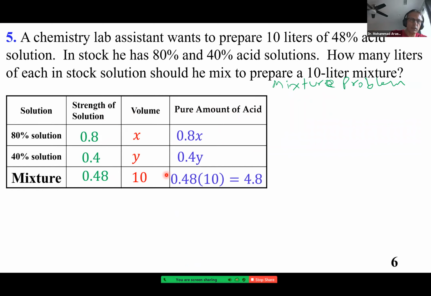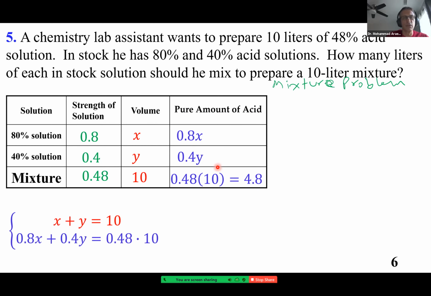This one, x plus y equals 10, that's the first equation, and this one, 0.8x plus 0.4y equals 4.8, is the second equation. And on purpose, I still put it as 0.48 times 10 because I want the reader to see precisely where the equations are coming from. And now you can do it by any method. You can multiply this one, by the way, by 100 to get rid of the decimals. It really makes no difference. In this case, we do the substitution. We solve for either x or y. If we solve it for y, it becomes the method we used in the previous module.